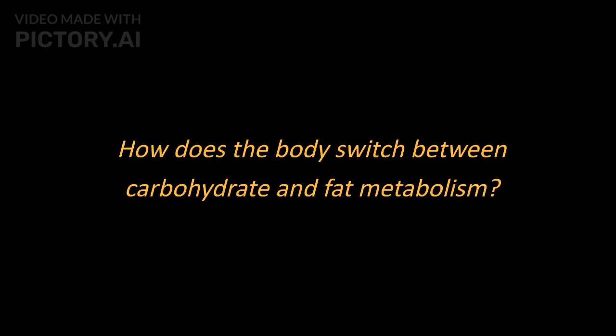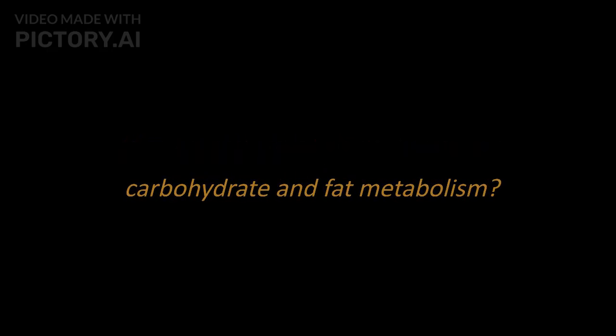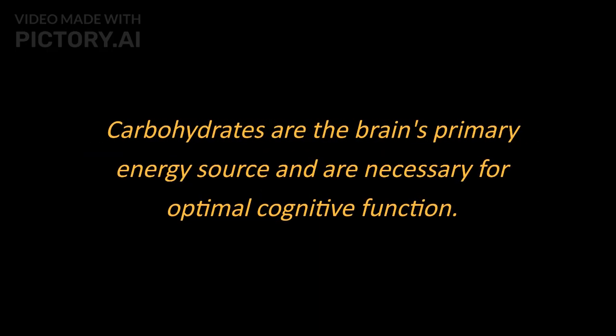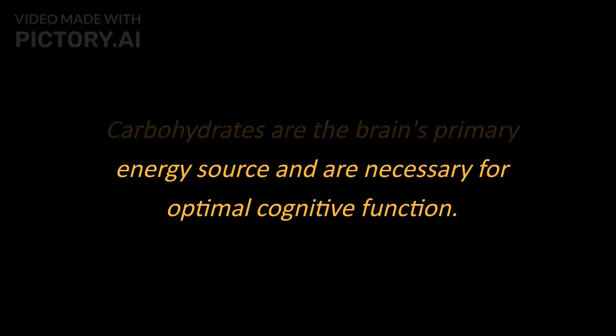20. How does the body switch between carbohydrate and fat metabolism? The body switches between carbohydrate and fat metabolism based on energy demands, with carbohydrates being the preferred fuel source during high-intensity exercise and fats being utilized during rest and low-intensity activities. 21. What is the role of carbohydrates in brain function? Carbohydrates are the brain's primary energy source and are necessary for optimal cognitive function.